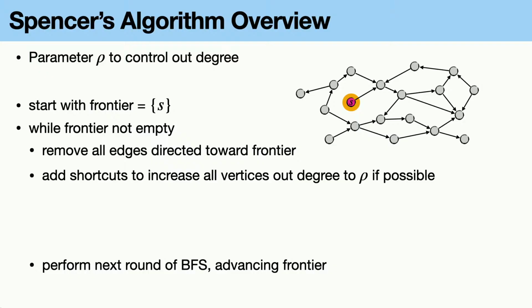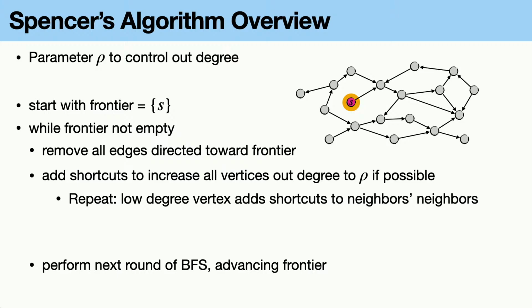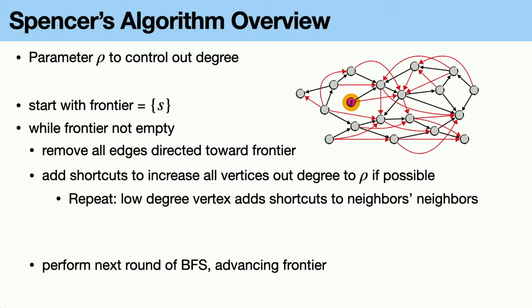And now I want to add some shortcuts to increase the out degree of every vertex to at least rho, if possible. So the way you would do that is you would look at every vertex in parallel, look for the low degree vertices, and add shortcuts to your neighbor's neighbors. I'll give a little more detail on this in a moment. So maybe I add a bunch of shortcuts like this. Now I decide that everybody has big enough out degree, so I will perform the next round of BFS. So I'll discover the frontier, remove the incoming edges. Some vertices got lower degree as a result. So we will again try to increase their out degree and repeat the process. OK, so that's the general strategy that Spencer's algorithm adopts.